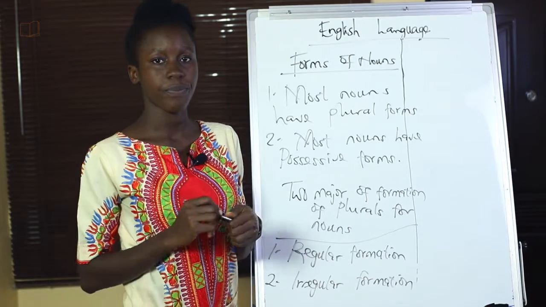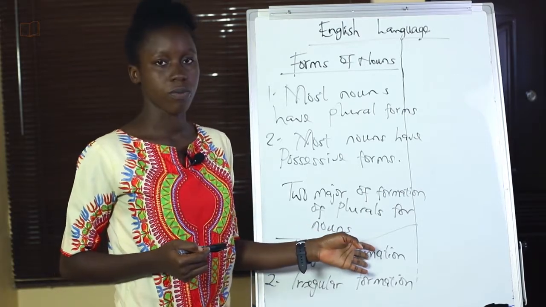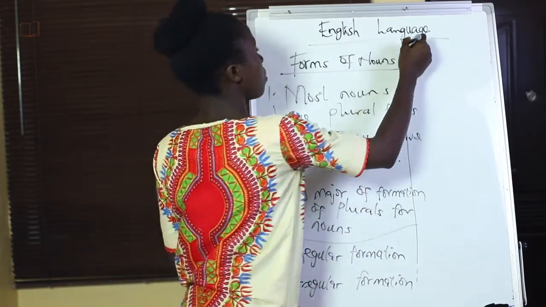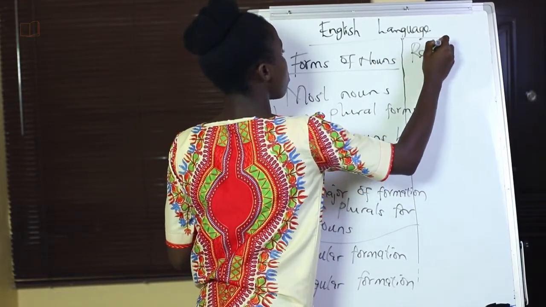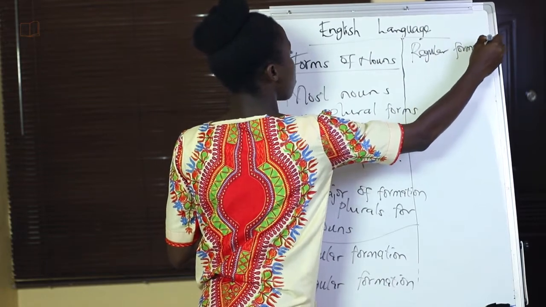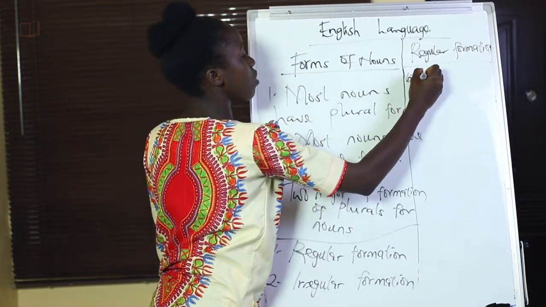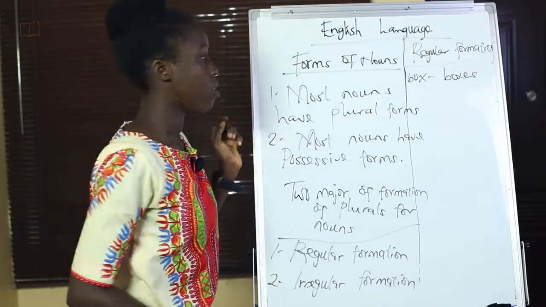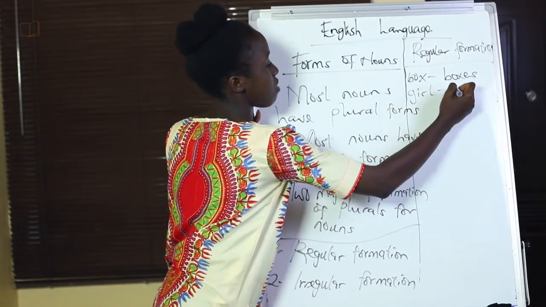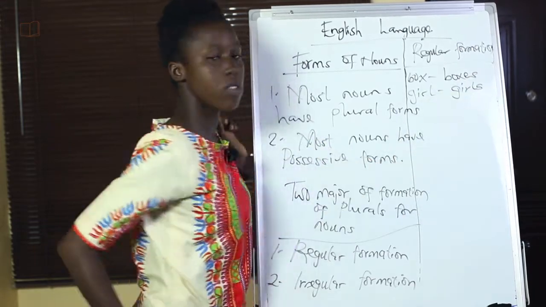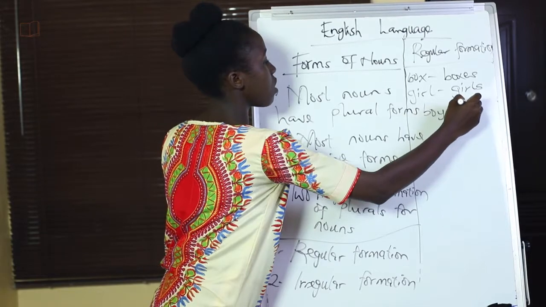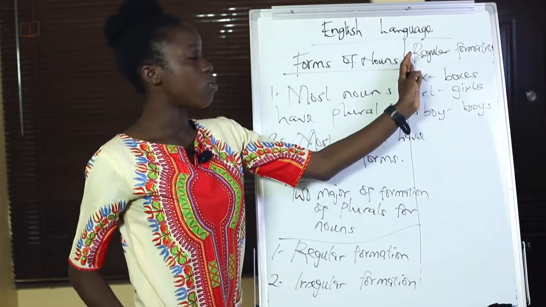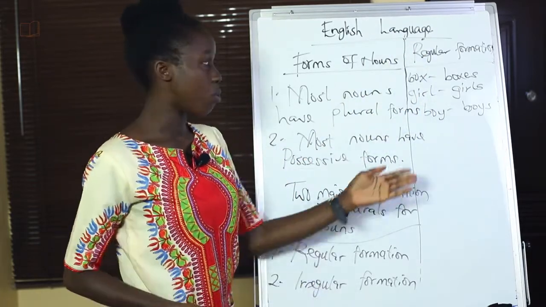Now the first one, regular formation, you're all familiar with. It deals with the addition of s or es to nouns. Examples: for box, you add es to the ending of the word and it becomes boxes. For girl, you add s and it becomes girls. We have boy, boys, adding s to the ending. So this deals with the addition of s or es to the end of words to form their plural forms.